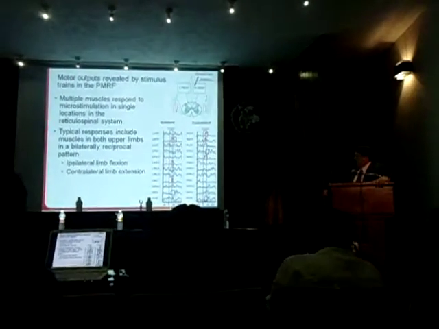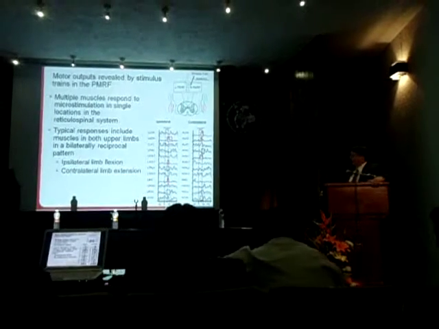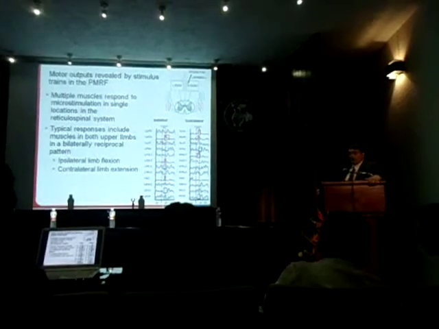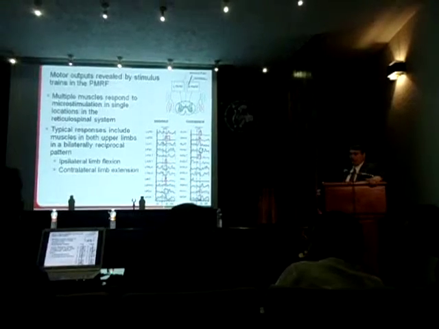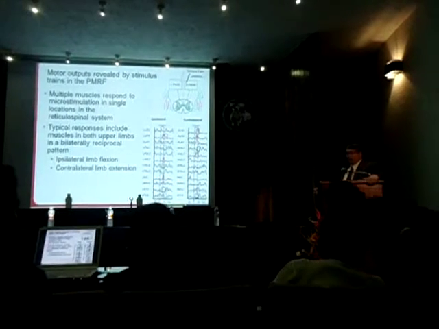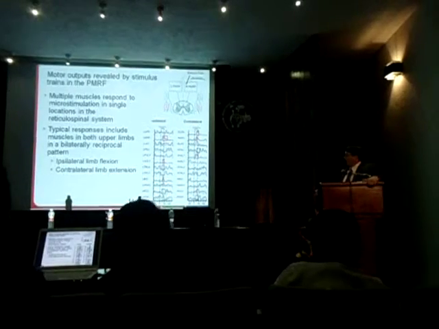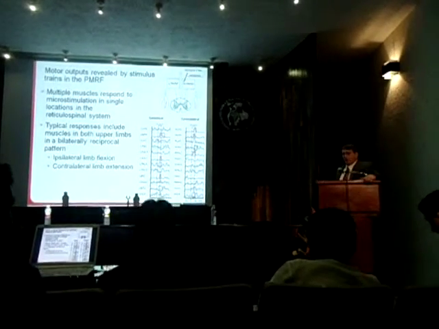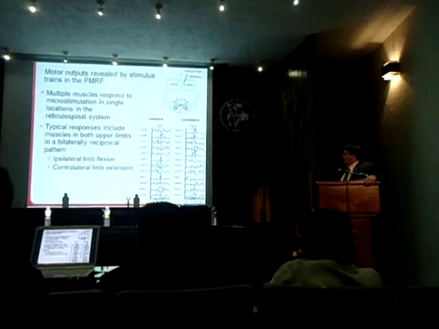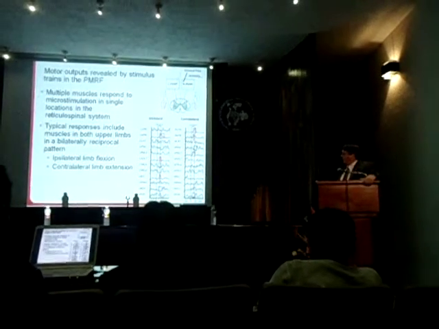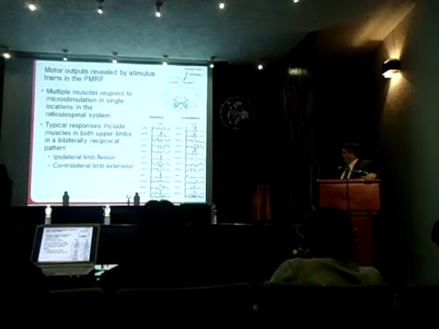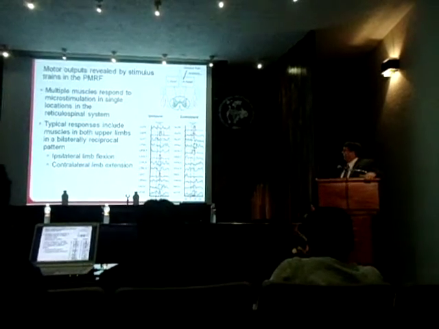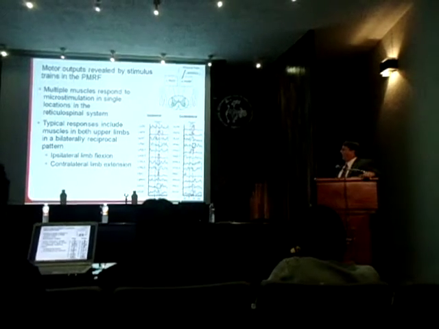And what we have shown in gray is the raw EMG, and in black is smoothed data to make it easier to recognize the responses. And the red and blue boxes show us significant responses that pass our test. And as you can see, we have multiple muscles responding in both the left and the right limb for stimulation in one side of the brainstem.